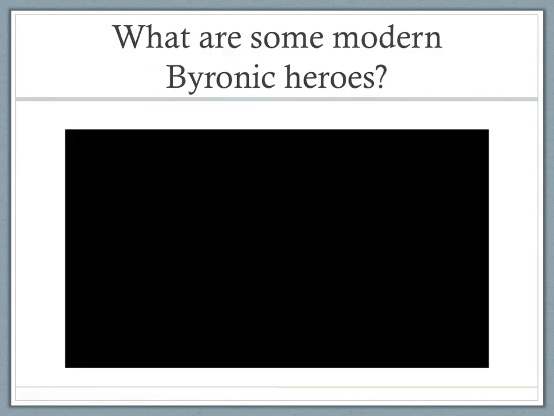So now we've reached the end of our notes on Gothic literature and the Byronic hero. And there are a couple of questions on your notes sheet that we really haven't gotten to yet. So after this video ends, I want you to spend a couple of minutes with your partner talking about two questions. The first one is, what are some examples of modern Byronic heroes? There are Byronic heroes everywhere. A great example of a Byronic hero is Edward Cullen from Twilight.